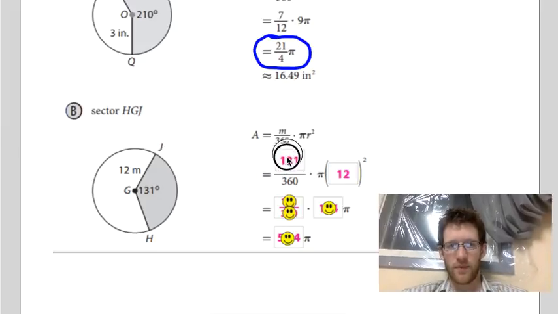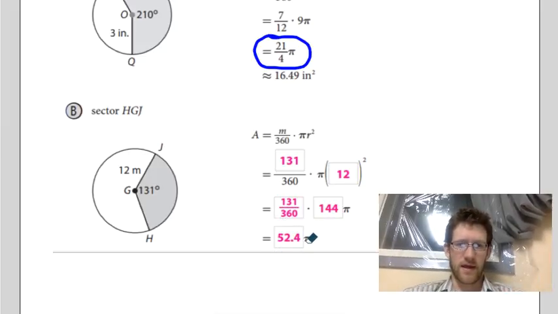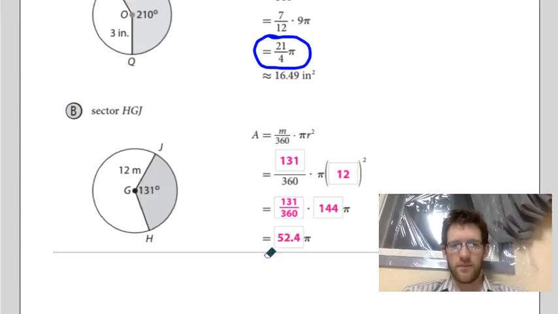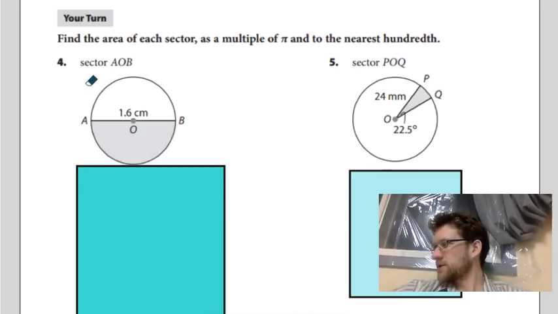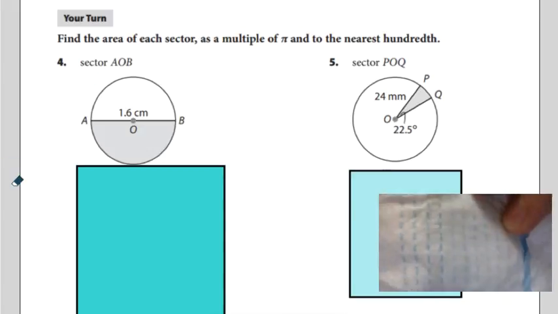So when you simplify it down, you get 131 over 360 times 144, which gives you about 52.4. Again, you don't have to go crazy here because this doesn't divide very evenly. So this 52.4 is an estimation, and that leaves us pi outside again, so it's relatively accurate. Okay, see if you can do 4, see if you can do 5. I'll pause it here.